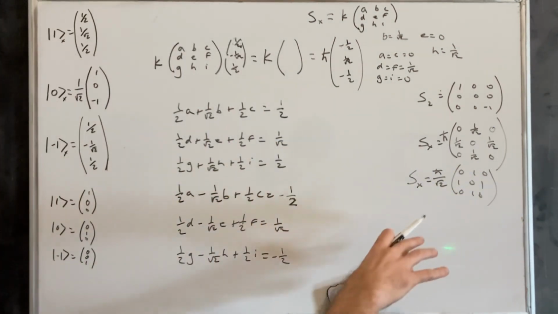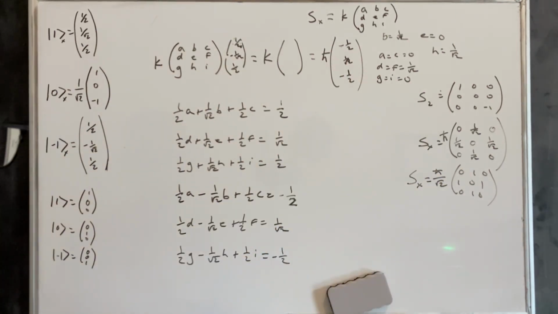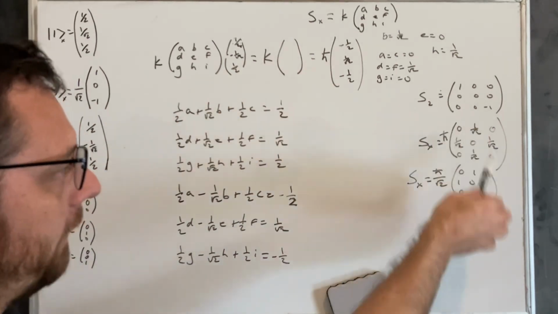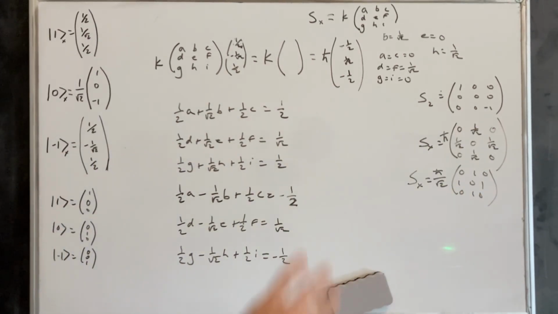And again, Sy is almost the same thing, except there's i's in there instead of ones. But the math is pretty much the same, so I won't go through that. So anyways, I'll move on to the next problem now, which is going to be to find the eigenvalues and eigenvectors for these operators. But I kind of wanted to show where those came from first.